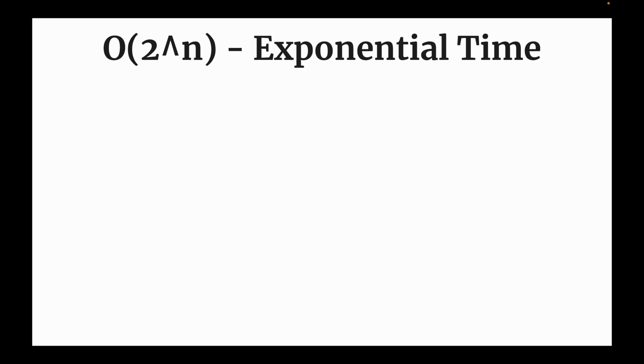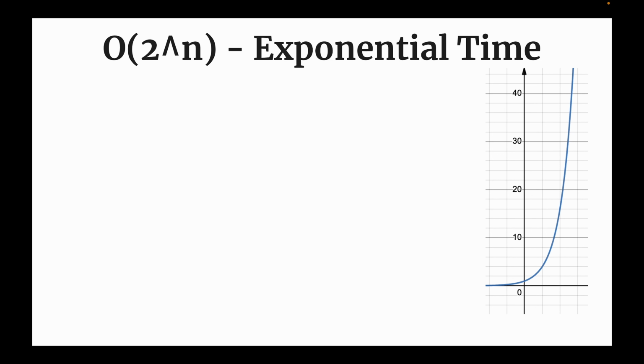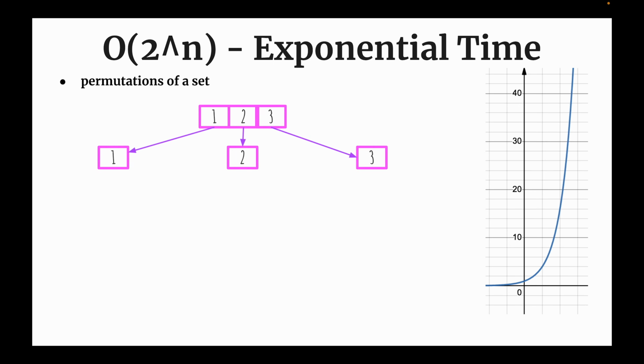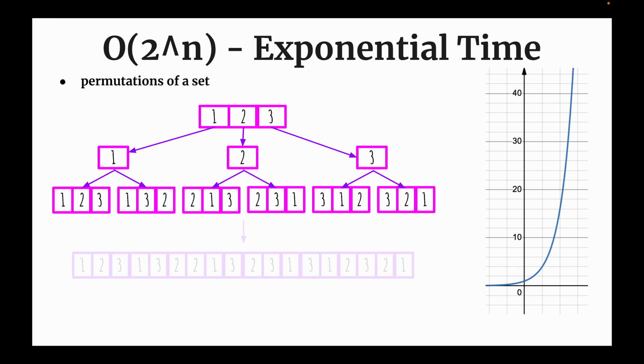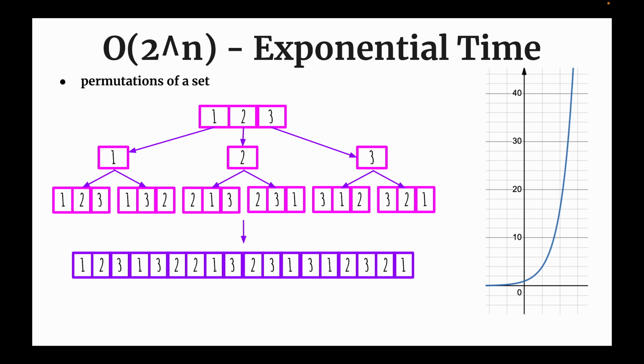Now, let's have a look at big O of 2 to the power of n, or exponential time. The algorithm's runtime grows exponentially with the input size. And examples will include algorithms that involve permutations of a set, where the number of possible permutations grow exponentially with the size of the set.